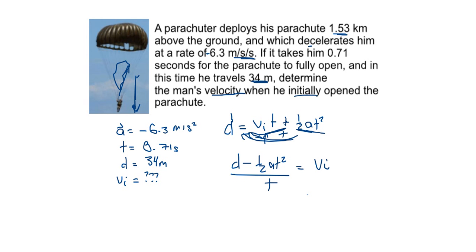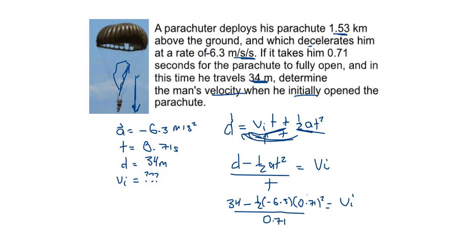I can just do this all in one step. It'll be 34 minus a half of, was acceleration, negative 6.3, 0.71 gets squared. Divide this all again by 0.71. And as long as you know how to type this in your calculator and do this properly, you can just do this all in one big line.